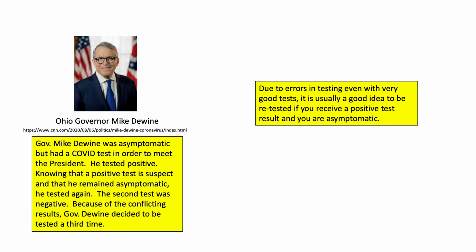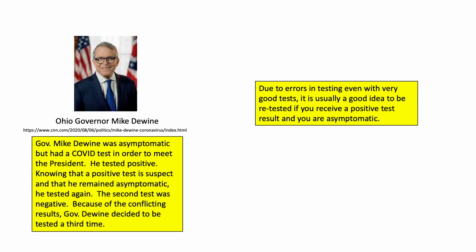You may have seen in the news here recently, Ohio Governor Mike DeWine. He was asymptomatic, but he had to get tested for COVID because he was meeting the president in Ohio. When he got the test, he tested positive. But as I said, he was asymptomatic, so he got tested again, and the second test came back negative. So the first test probably was a false positive.